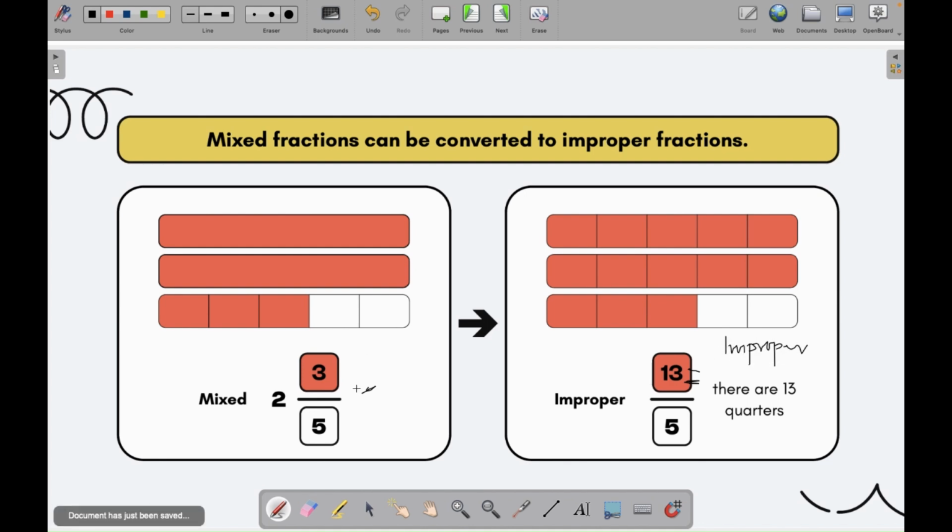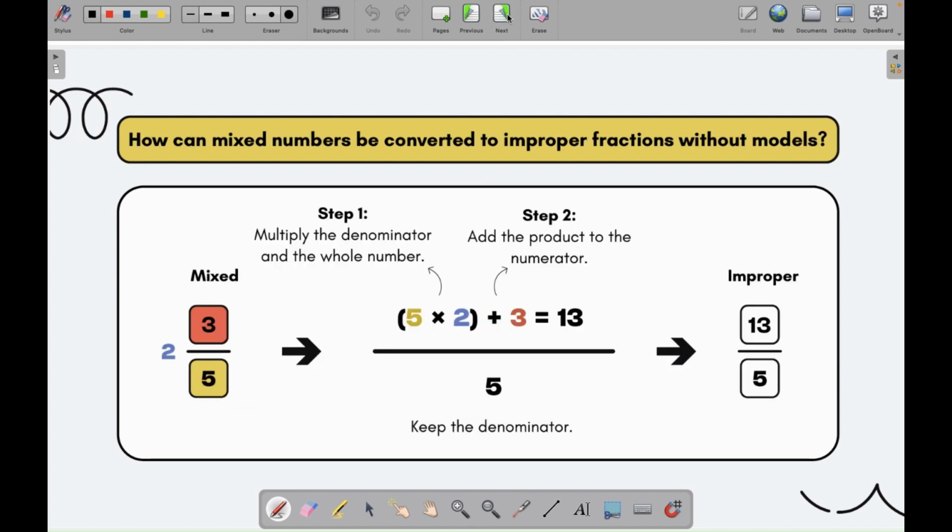Okay, so we can write a mixed fraction as an improper fraction, but again, drawing a figure every time is not the correct approach, or it is not efficient. So we have to use numerical methods that can be applied everywhere. Let's say I have the same mixed fraction. How do I convert it to an improper fraction without using the figure?